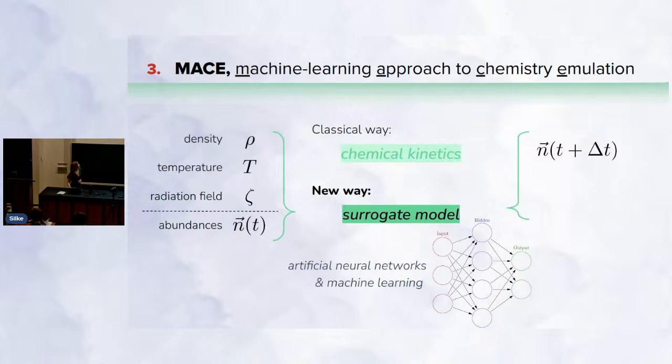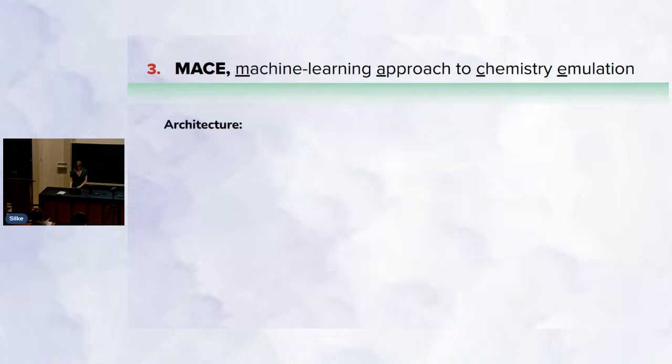So this is a very basic schematic form of an artificial neural network. And of course, a big aim to build this surrogate model is to gain a speed up in the chemical calculations. So if the surrogate model is not faster than our classical way, then it's not useful to take the alternative approach.